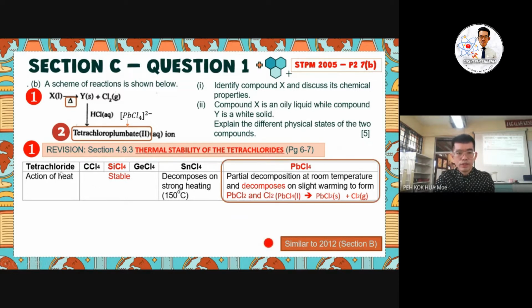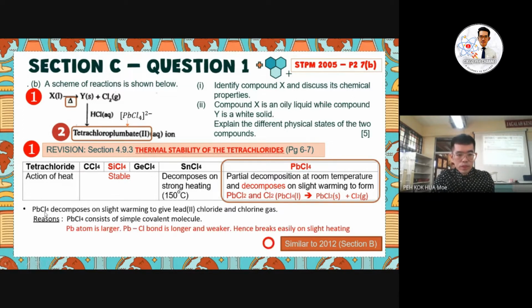The general trend in thermal stability of group 14 tetrachlorides was already discussed from carbon to lead. In this question we focus on lead tetrachloride. Here you can see partial decomposition at room temperature; it decomposes on slight warming to form lead(II) chloride and release chlorine gas. So this is the equation.